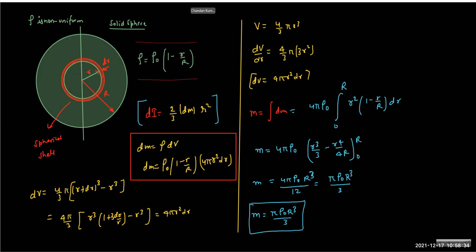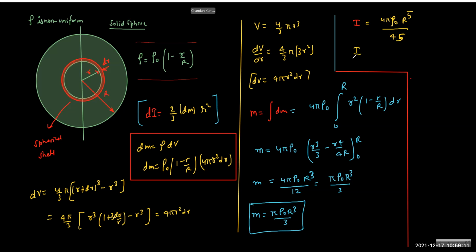I got it, sir. It is 4 pi into rho naught into r to the power 5 divided by 45. So you are telling me the answer of the dI, correct? The I actually, moment of inertia. Very good. So the I turns out to be how much? Tell me once again. 4 pi into rho naught into r to the power 5 divided by 45. Okay, so now what you can do is divide the answer by m.